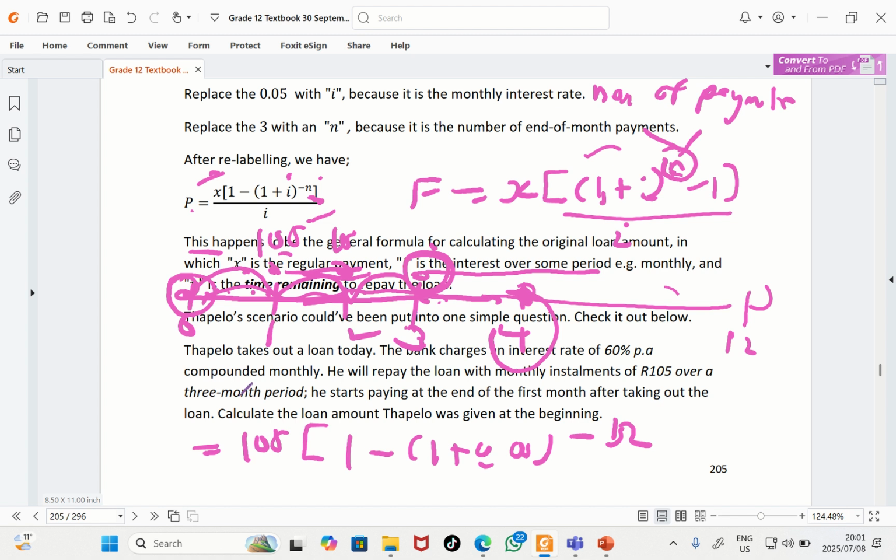You do the same thing: 105 times 1 minus (1 plus 0.05) to the minus n. And here you put the time remaining to repay the loan. So you count the periods until 12: 5, 6, 7, 8, 9, 10, 11, 12. 1, 2, 3, 4, 5, 6, 7, 8. So you put 8 there. This will be the balance immediately after making the payment at time 4. If you decided that you're going to pay back the bank and don't want anything to do with them, that's how much you would pay.